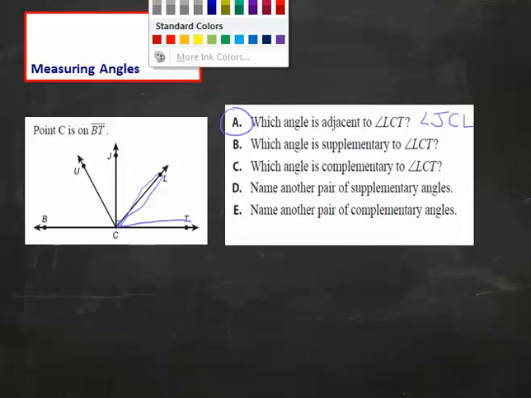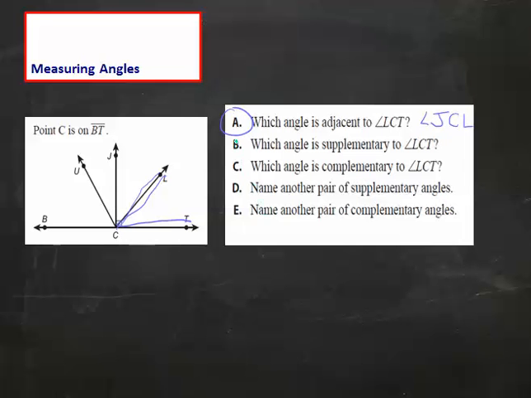Now let's switch. Get a different color. We'll do B in green. It says which angle is supplementary to LCT? So again, I'm going to highlight LCT. It's that little angle right there. Remember, to make a supplementary angle, it's got to add up to 180 degrees. So I'm going to look. Well, if I just did that adjacent angle, that wouldn't give it to me. So I'm going to have to go all the way until it makes that line. So I'm going to use LCB.